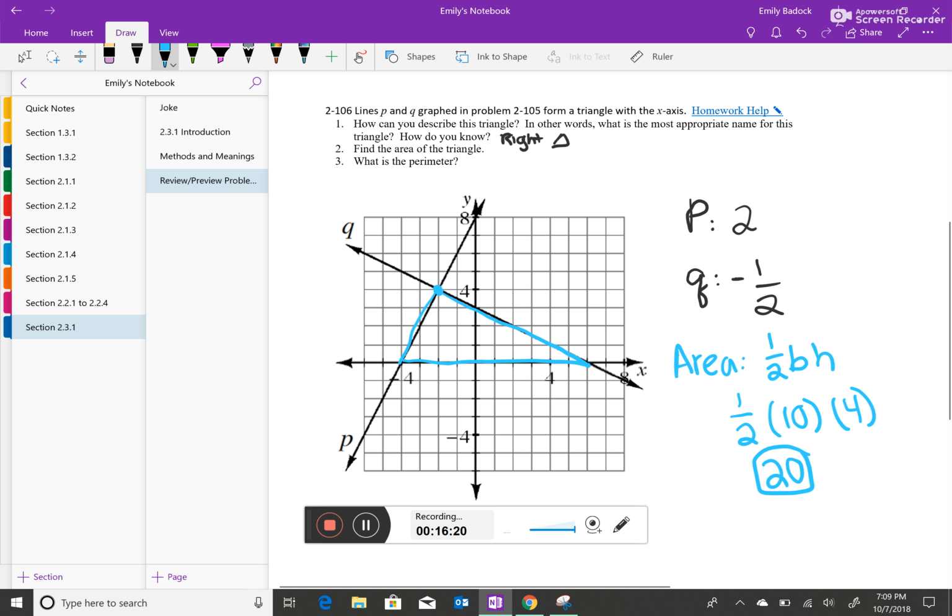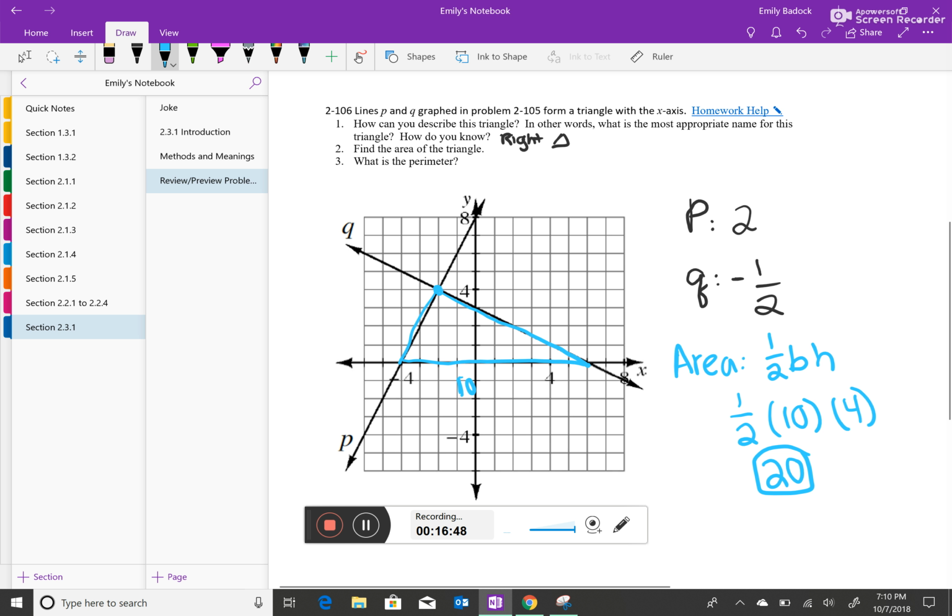And then for the last question, we need to know the perimeter. So we need to rough estimate this perimeter. We're not going to know exactly what the side lengths are yet. The only one that we do know for sure is that the base is 10. So we are just going to rough guess this one.